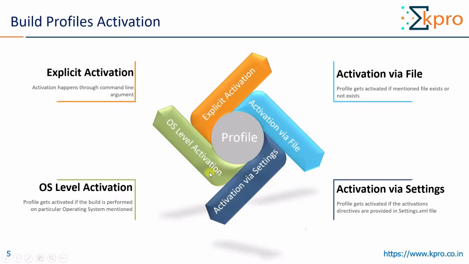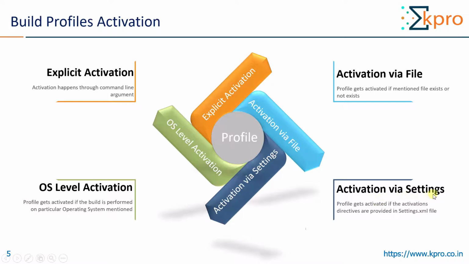The profile activation can be done in four ways: explicit activation, OS level activation, activation via settings, and activation via file. In explicit activation, the profiles are activated through command line argument. And in OS level activation, a POM file is modified with the particular OS information, and when the build is executed on that configuration, the profile gets activated.